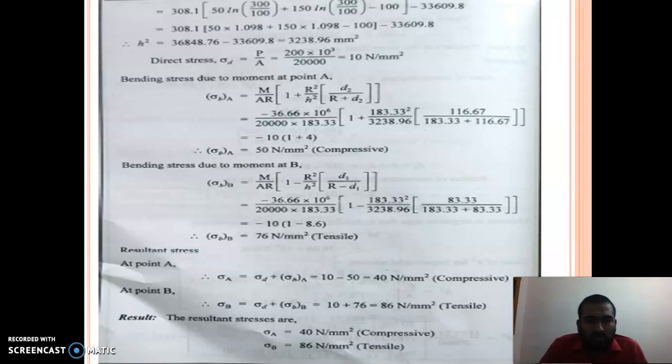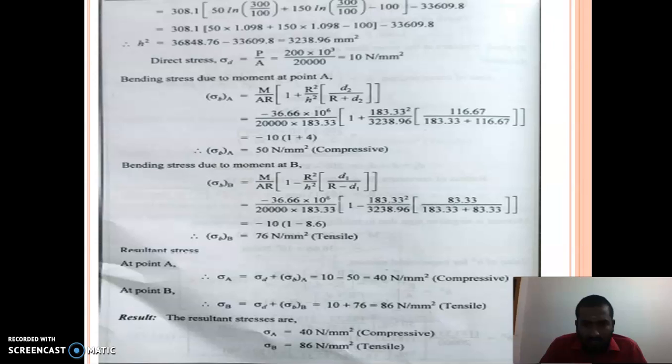Similarly, for bending stress due to moment at B, you have to be very careful with these two things. Since B lies on the inside, instead of putting D1, you have to put minus D1. Substituting all those terms, you will get the bending stress at point B as 76 Newton per mm square, which is tensile. Adding direct stress and bending stress at points A and B, the resultant stress at point A is 40 Newton per mm square and the resultant stress at point B is 86 Newton per mm square, where at A it is compressive and at B it is tensile in nature.